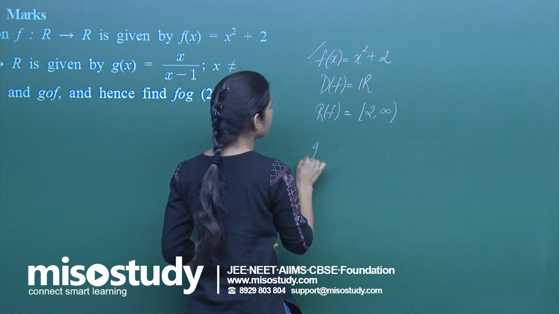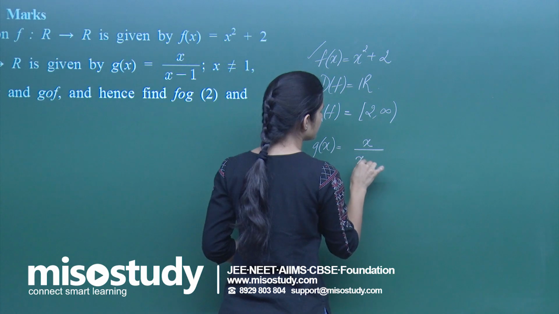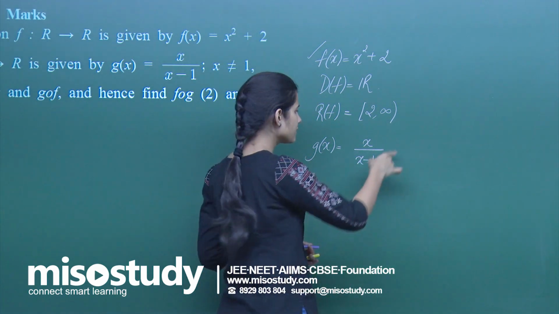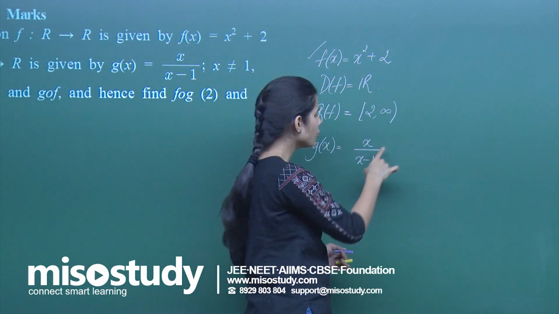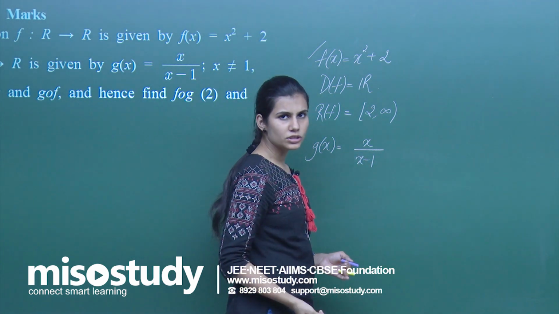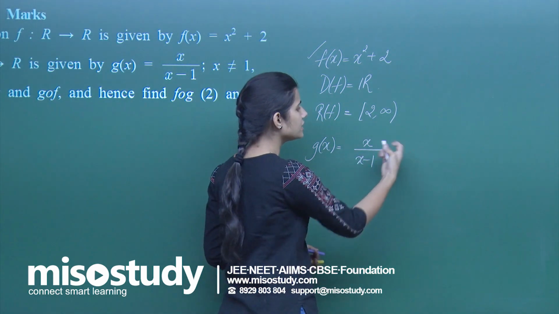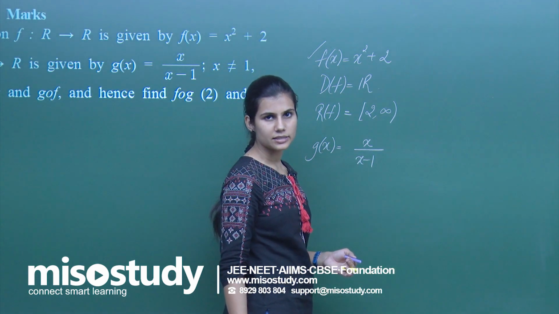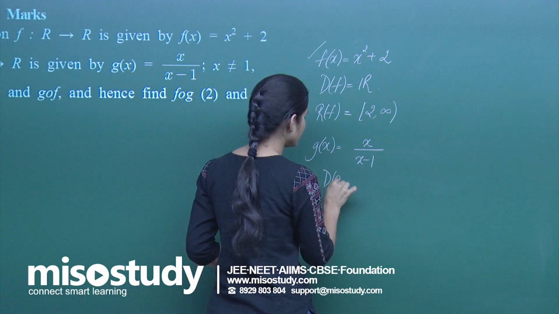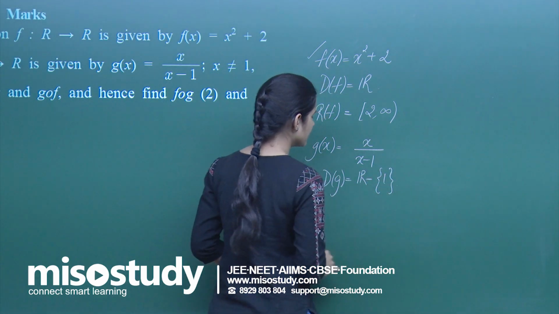This is about F. g(x) is x upon x minus 1. Clearly you can see this function refuses to give a real value when you put x equals 1. When you put x equals 1, you get 1 upon 0, which is not a real number. But apart from 1, if you put any real number in place of x, this quantity gives you a real number as the answer. And therefore the domain of G is all real numbers minus the singleton {1}.